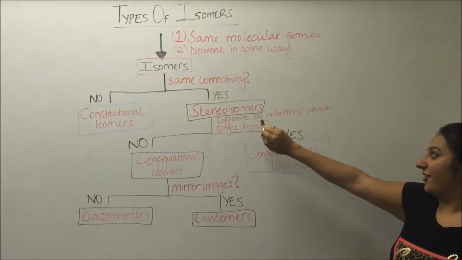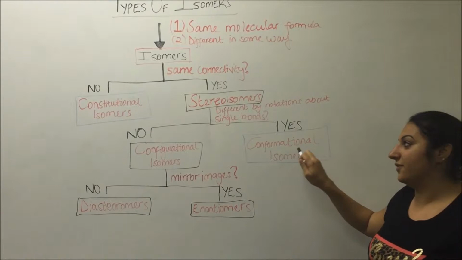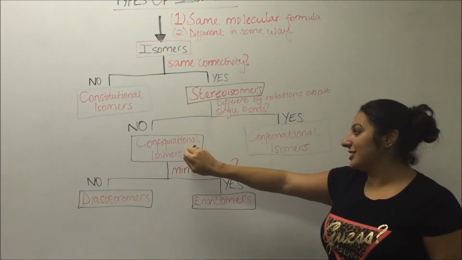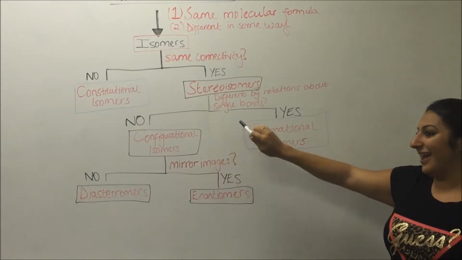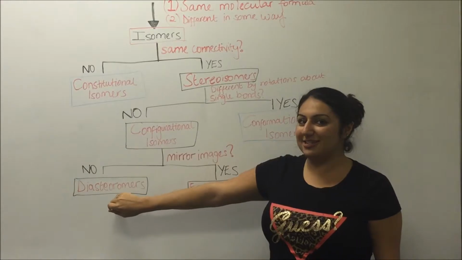Stereoisomers: if they're different by rotation about single bonds, then they're conformational isomers. If they're not, then they're configurational isomers. And if they're configurational isomers with mirror images, then they're enantiomers. If they're not, then they're diastereomers.